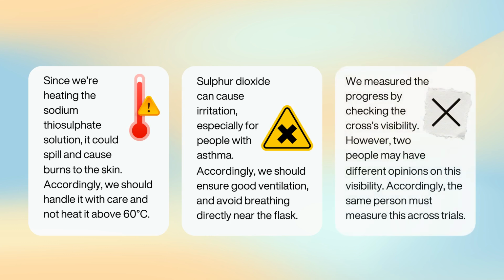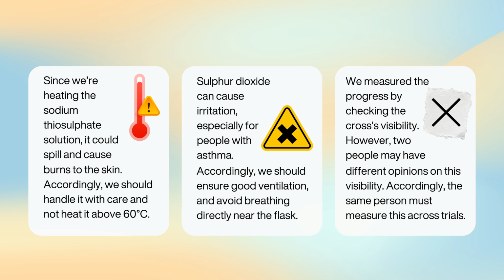Finally, we measured the reaction progress by waiting until the black cross was no longer visible. However, two people might have different opinions on whether the cross is still visible at a given moment. Accordingly, it's important to have just one person measuring this across experiment trials. Even then though, basing a reaction's progress on something like whether a cross is visible is very subjective and allows for a lot of human error.